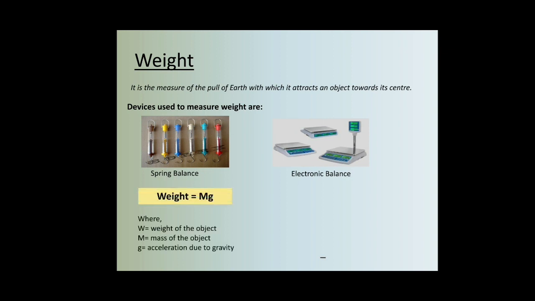Now, weight of an object is always measured as m into g. Weight W equals m into g, where W is the weight of the object, m is the mass of the object, and g is the acceleration due to gravity. The value of the acceleration due to gravity is taken as approximately 10 meters per second square. This is a standard given by the scientists that the value of g on the earth will be 10 meters per second square. So whenever we are doing the numericals, we will be taking the value of g as 10 meters per second square, right?